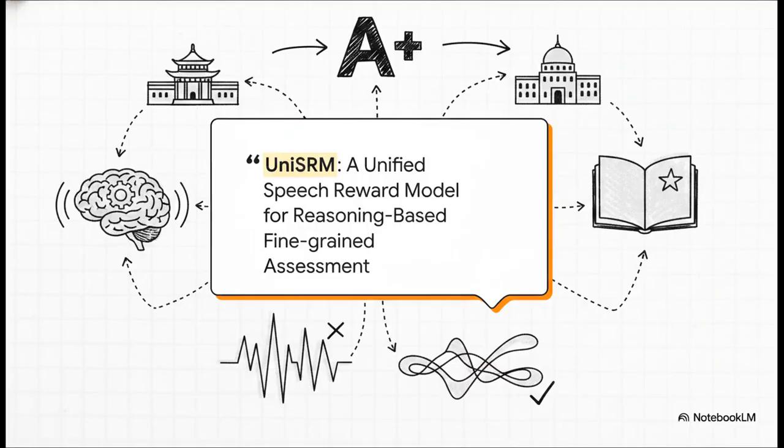The paper we're looking at is titled UniSRM, a unified speech reward model for reasoning-based fine-grained assessment. And it brings together some seriously brilliant minds from the Chinese University of Hong Kong, Tsinghua University, alongside independent researchers. They've essentially teamed up to tackle a fundamental flaw in how AI evaluates audio today. And honestly, their proposed solution is just as elegant as it is powerful.